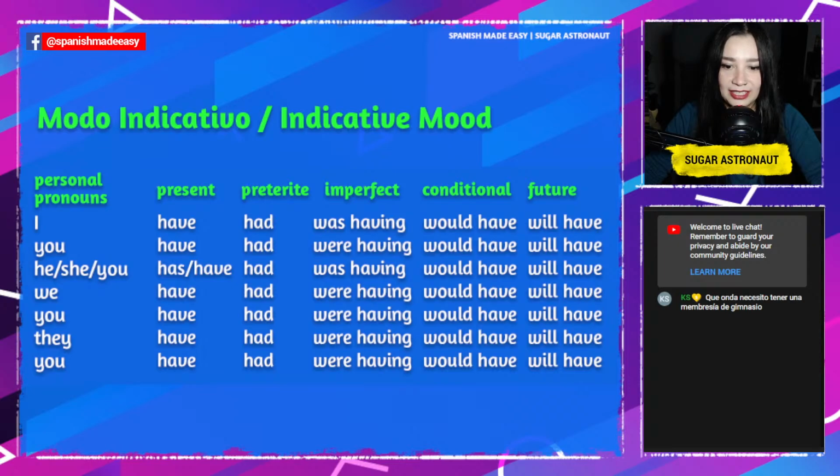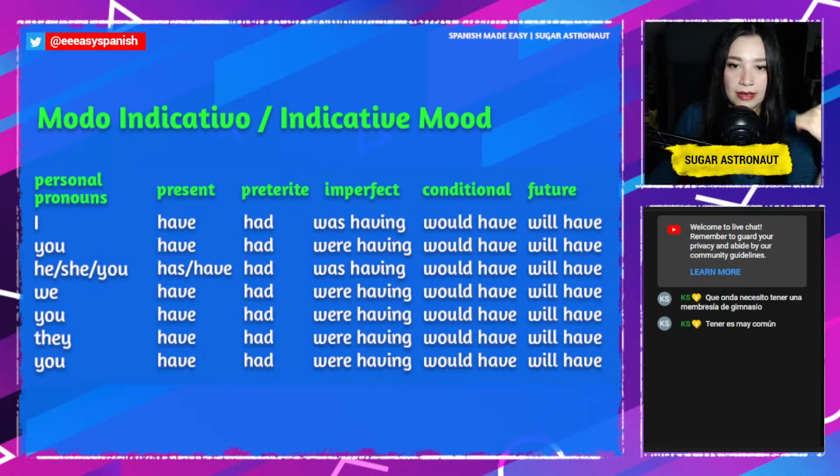Okay, let's just get started. Let's go over the basic conjugation, and then we will talk about the uses and meanings after the conjugation, of course. Everything here is in English. Don't panic, it's going to be in Spanish. I just want you to see the meaning in English first, and then the Spanish conjugation.